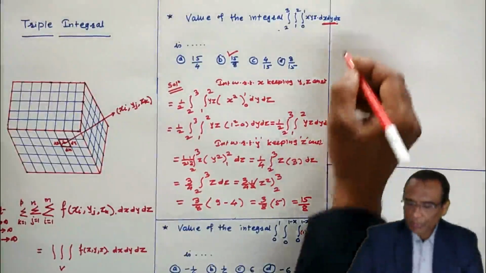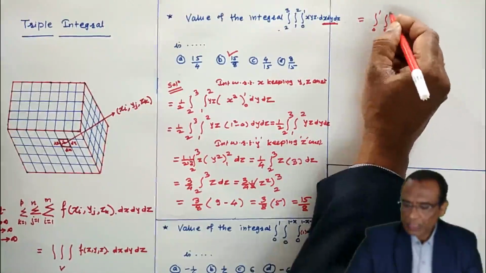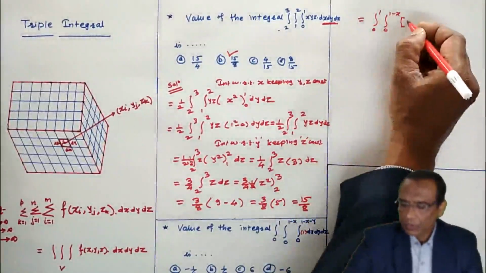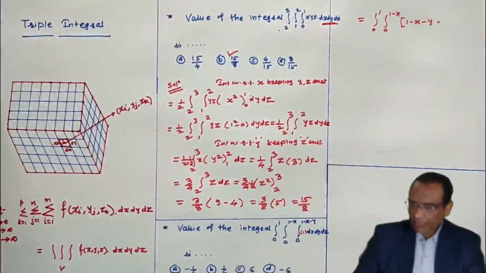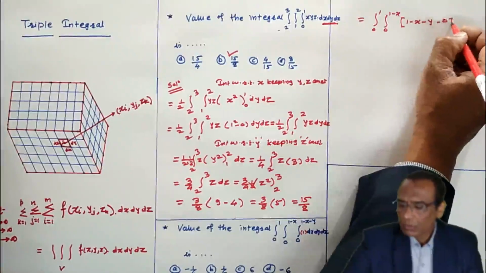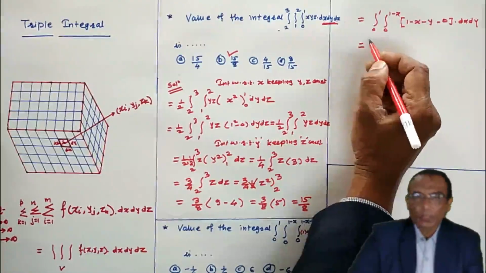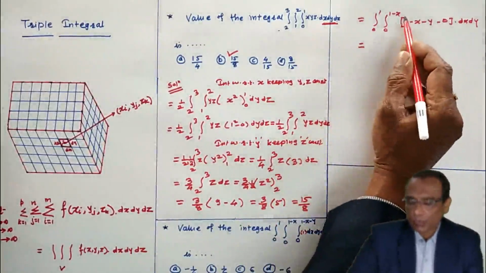Put upper limit, lower limit, integral 0 to 1, 0 to 1 minus x as it is. If you put z equal to upper limit, z equal to 1 minus x minus y, minus, put z equal to 0. So this is the problem of double integral now. The term of z is exhausted. Now integrate with respect to y.